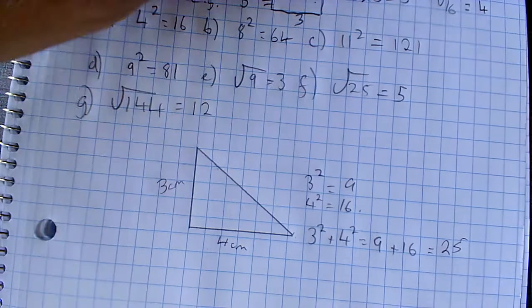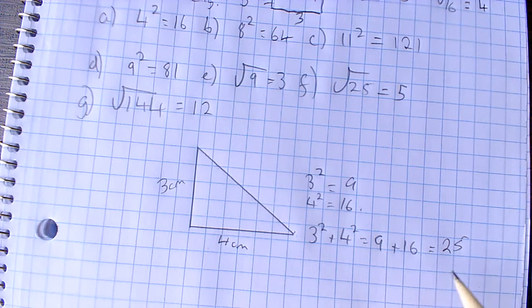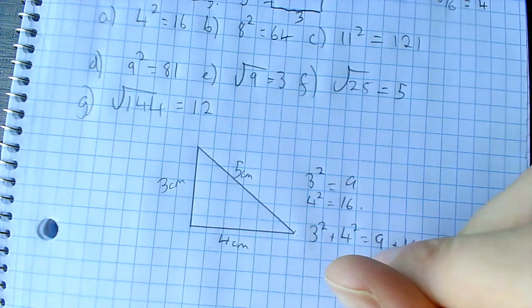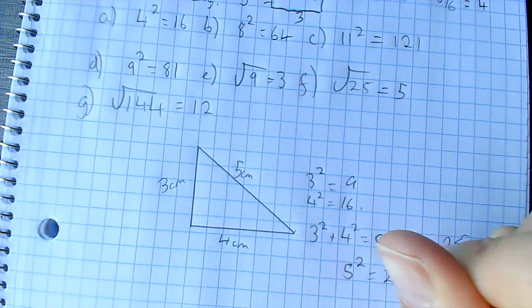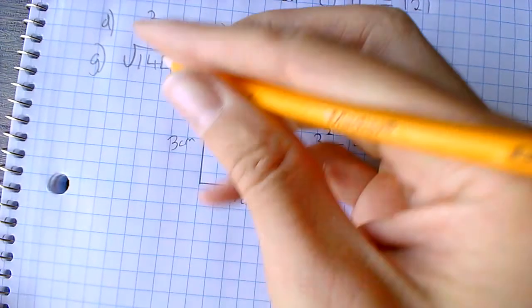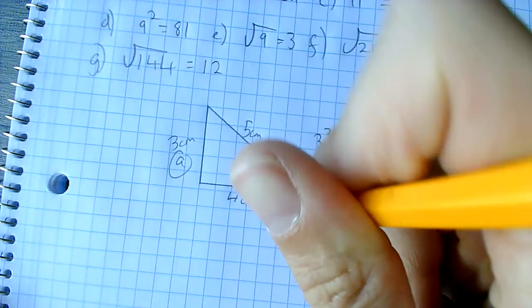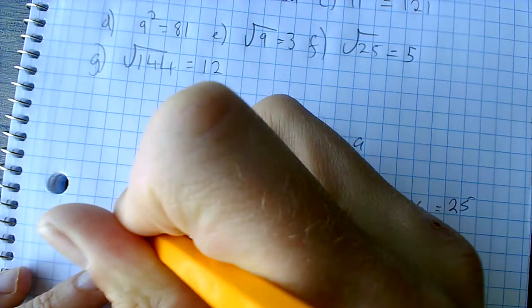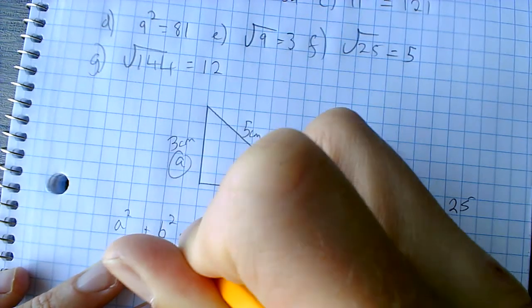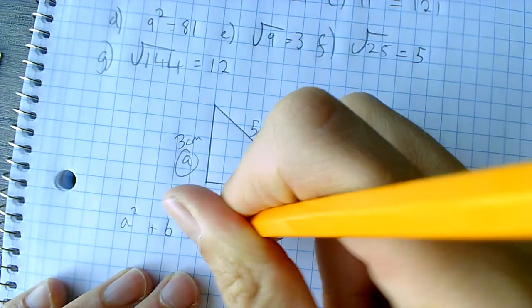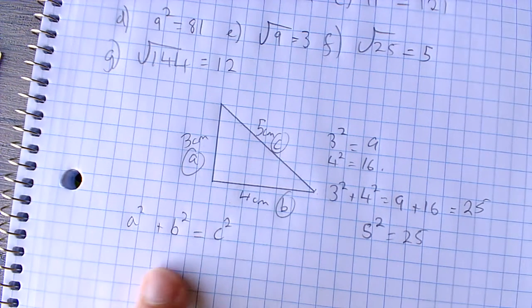That makes 25. And 25 is this side, which we said was 5 centimeters. 25 is the square of 5. So to put this theory in more formal terms, if we take the two smaller sides, which we will call A and B, and it doesn't matter which way around I do that, and we have A squared plus B squared, that will always equal the longest side, which we'll call C squared. Okay, and that there is Pythagoras' theorem.